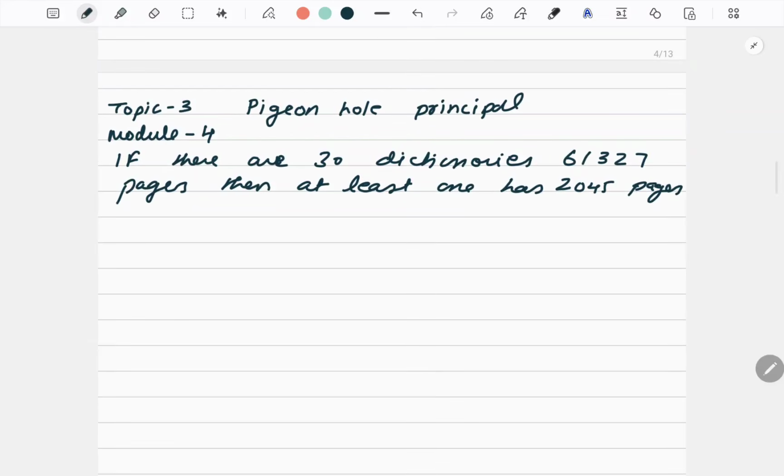Then come to the pigeonhole principle. It is a very important topic based on functions, but it is formula based. See what you need to understand. In the question, they will give you two numbers. One is treated as pigeon and the other as pigeonhole. So they will give two numbers, m and n. m is always greater than n. m is the number of pigeons, and n is the number of pigeonholes.